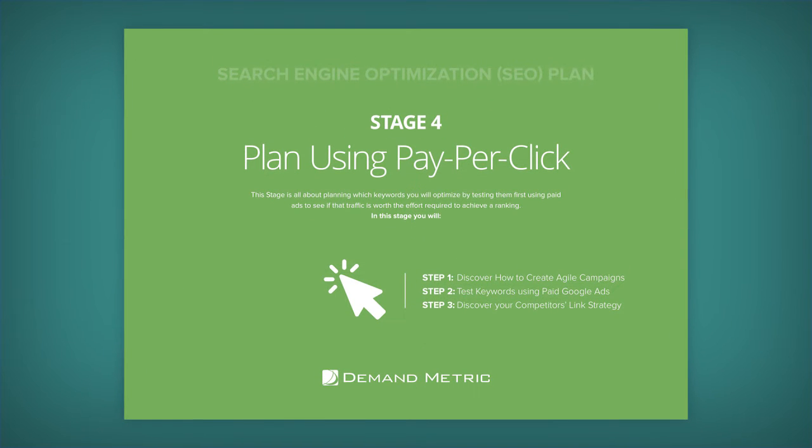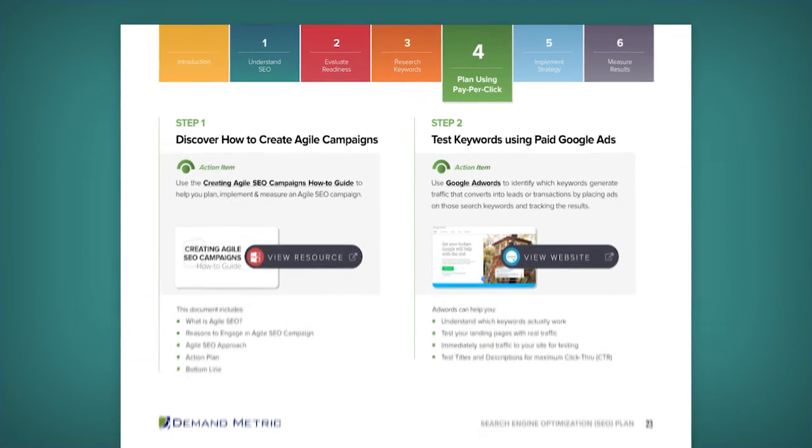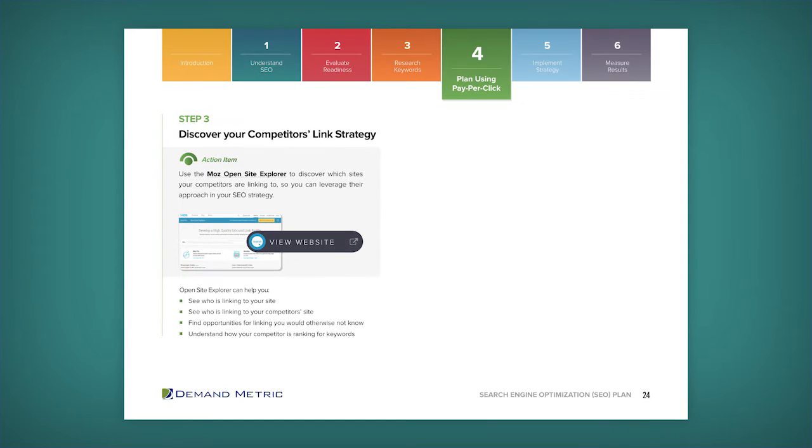In stage 4, you're going to plan using pay-per-click. And here, the first step is to discover how to create agile campaigns and then test keywords using paid Google ads. Ultimately, you're going to discover your competitor's link strategy by the end of stage 4.